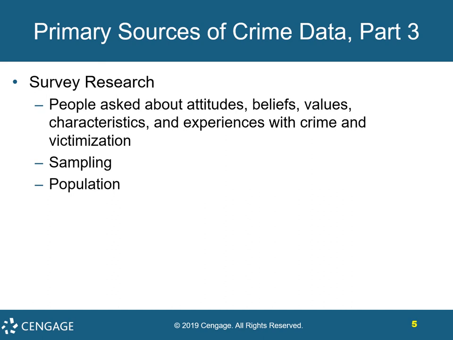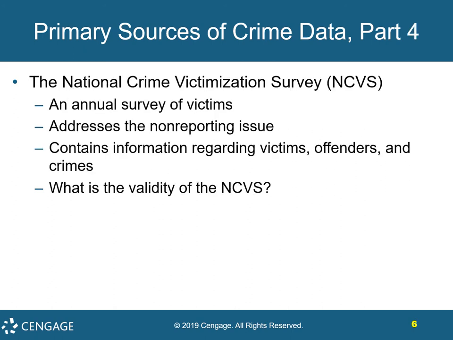As far as the survey research that's conducted, people are asked about attitudes, beliefs, values, characteristics, and experiences with crime and victimization. There's a fairly large sampling over a large section of the population that's been affected by experience with crime and victimization. The National Crime Victimization Survey, or the NCVS, is a nationwide survey of more than 90,000 households across the United States. It collects information about crimes suffered.